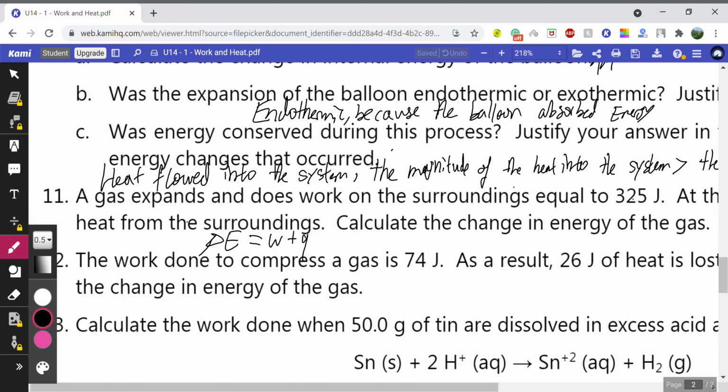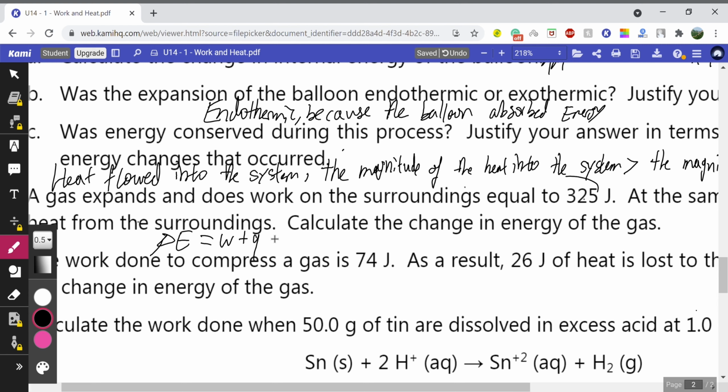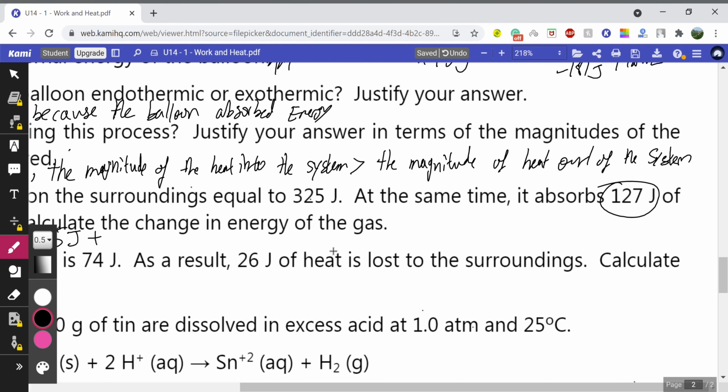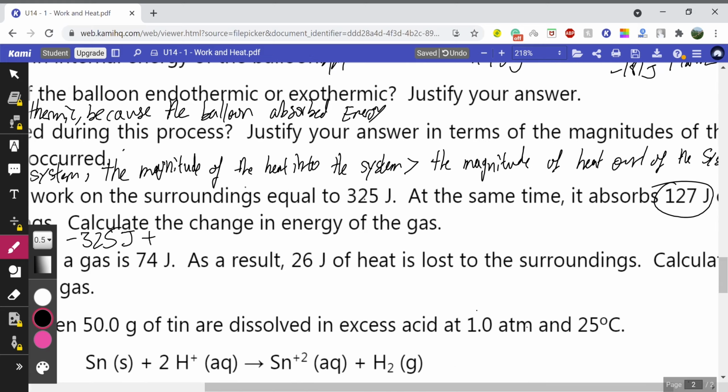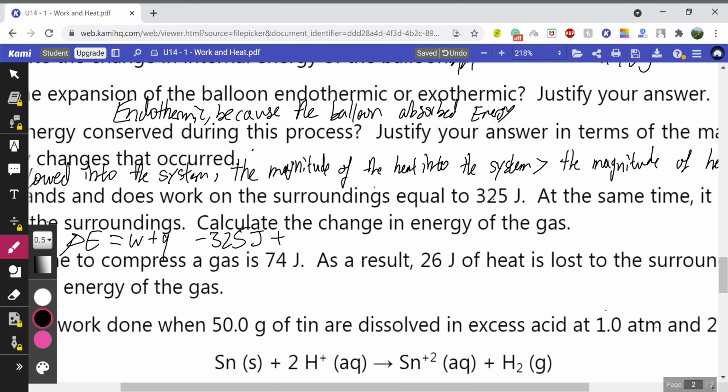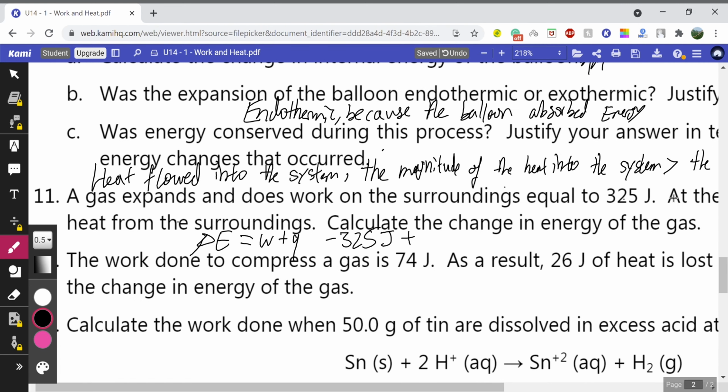And let's see, work, it says, does work on the surroundings, which is negative 325 because it is done on the surroundings. And this is for work plus our Q. It absorbs 127, and since it absorbs heat, it's going to be a positive 127. So what is negative 325 plus 127? That will be negative 198 joules.